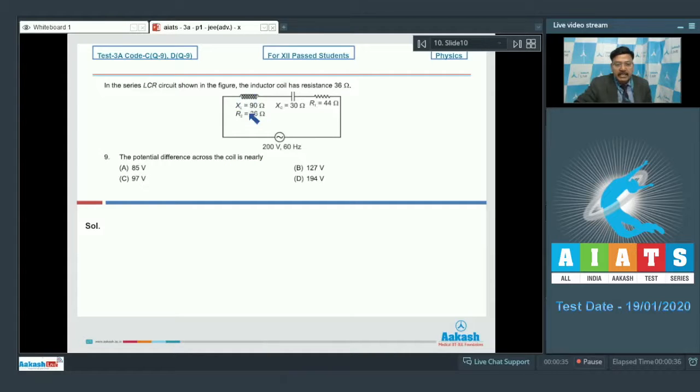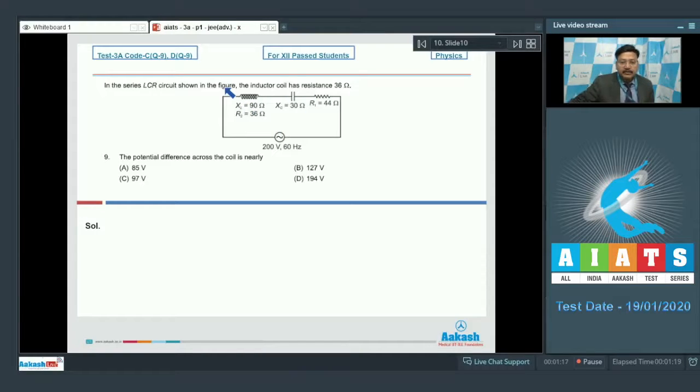So now the coil has inductive reactance XL of 90 ohm, and it also has resistance R2 equal to 36 ohm, whereas the capacitive reactance XC is 30 ohm, and there is another resistor of 44 ohm connected in series. It's a series LCR AC circuit. Okay, so to find potential difference across the coil, let's first of all find the impedance of the circuit.